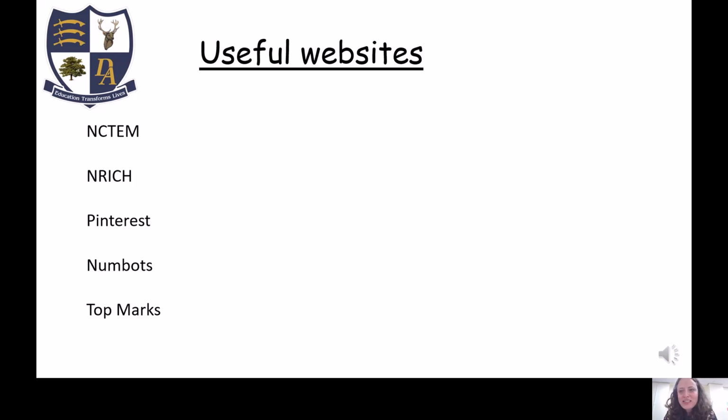Numbots and Top Marks. Top Marks is a really fun game. It has like a gingerbread man. They had to put the buttons on the gingerbread man, and I know they really enjoy it in class.